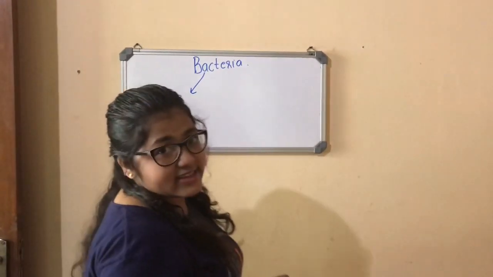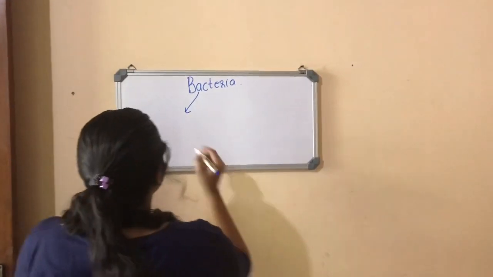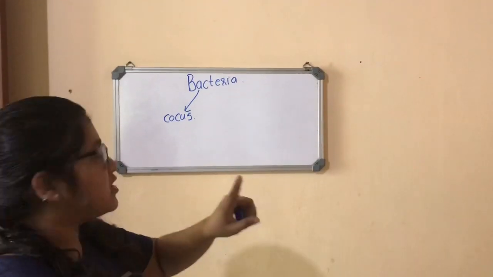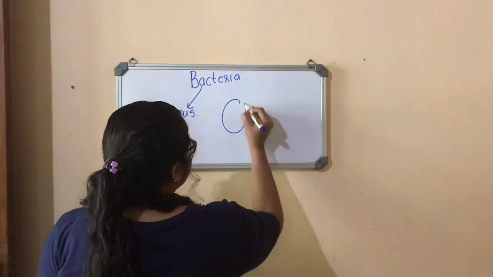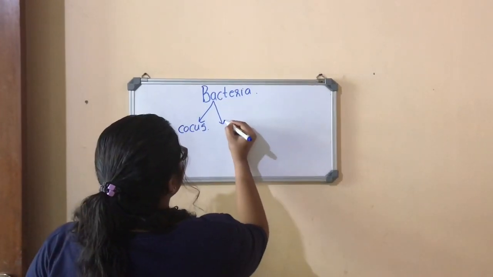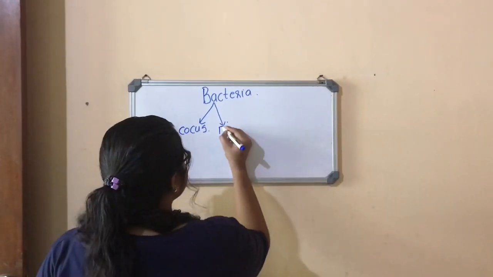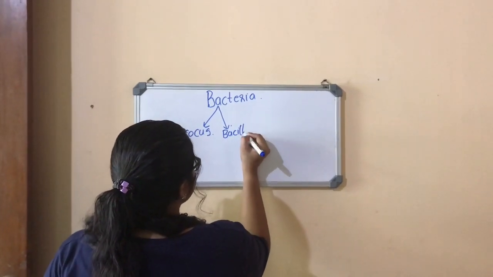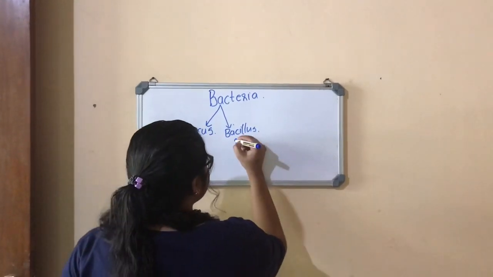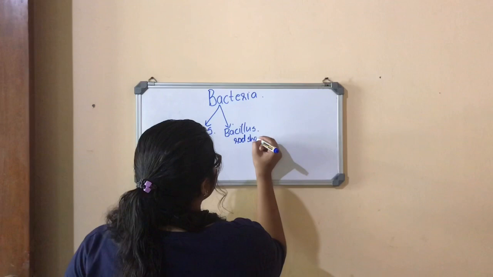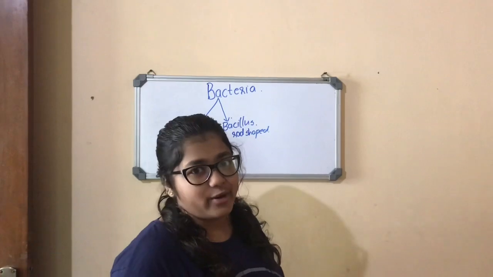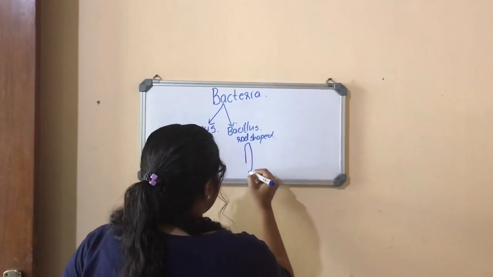First comes the coccus. Coccus means the spherical shaped bacteria. The structure of a coccus is basically a round shape. You can consider it like that. And next comes the bacillus. Bacillus can also be called rod-shaped bacteria. Rod-shaped bacteria means they look like a rod. It will be like this.